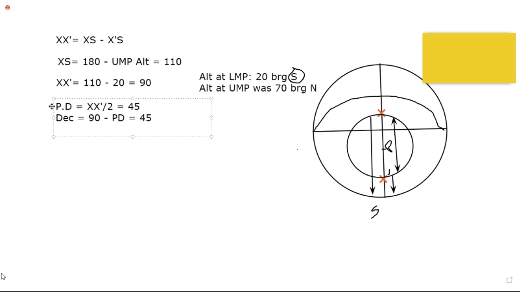That now direction I know it will be south because it is south of the, once the LMP south है मतलब declination automatically south हो गया. Second, the declination is south of the equator, so it will be 45 degree south.